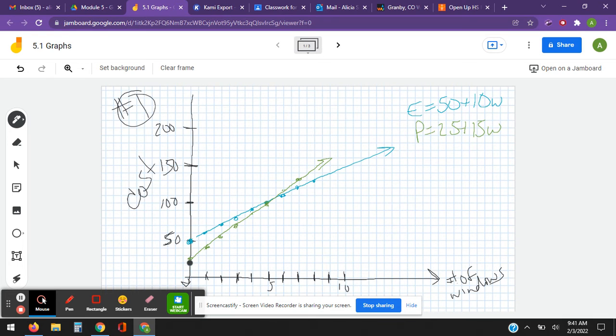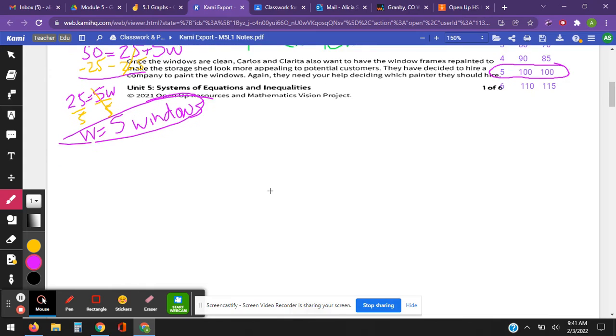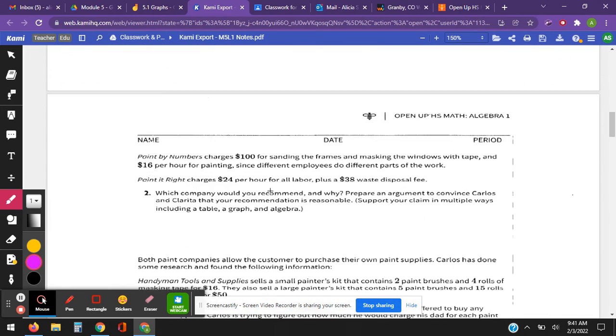Painless, I start at 25 and then I have to go up 15. So it's a little bit harder to graph with these. And if you notice right here, they meet at 5 windows is $100 for both of them. So we get the same thing no matter which method we try to use. So let's see what else they need to do.